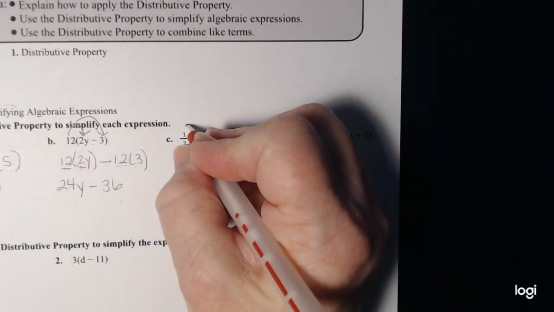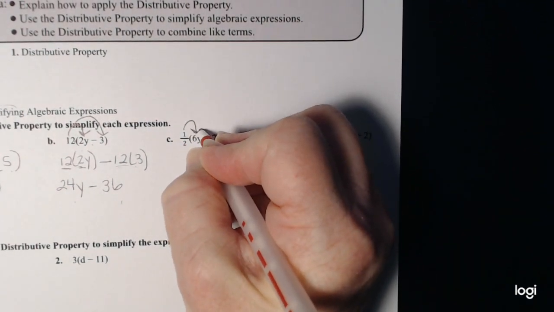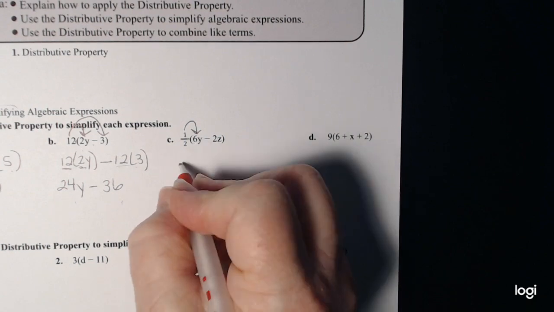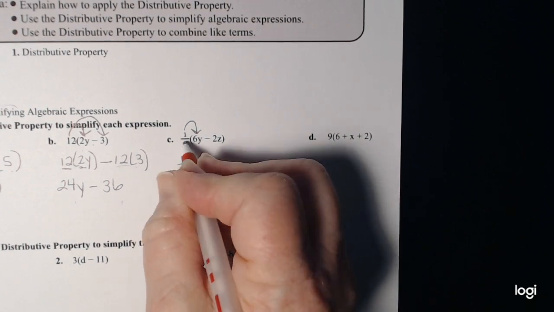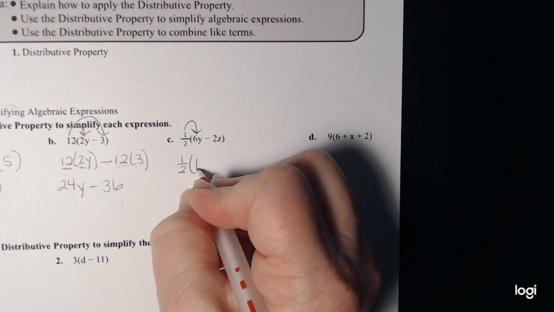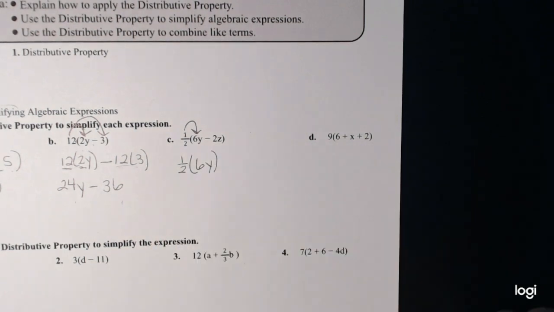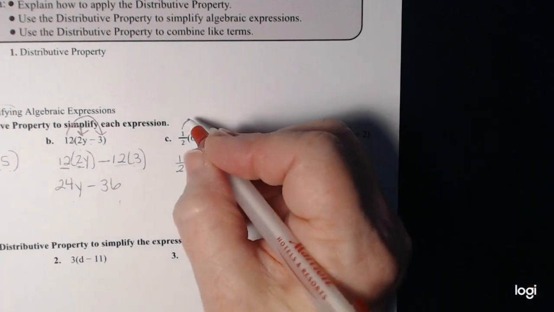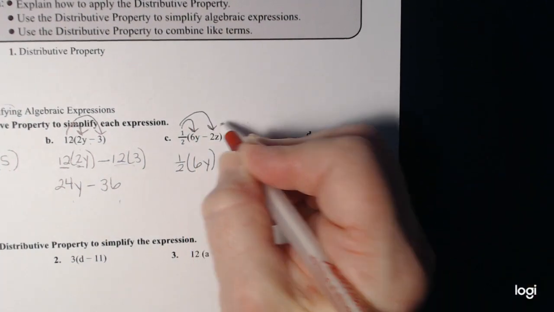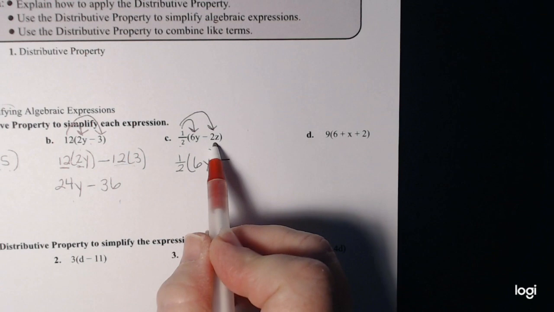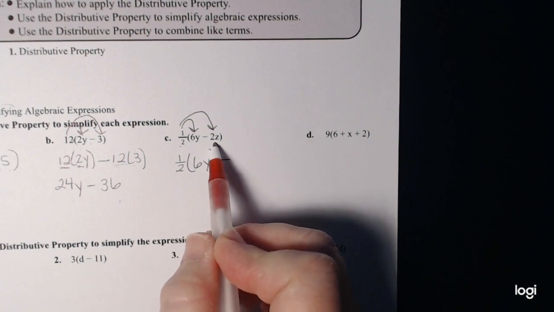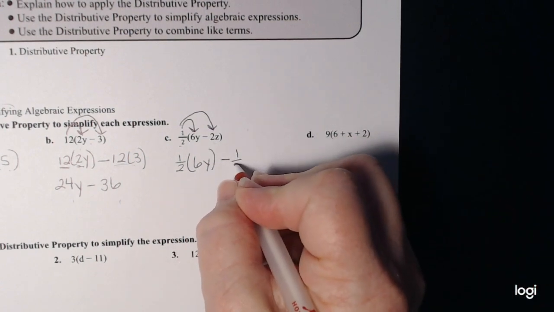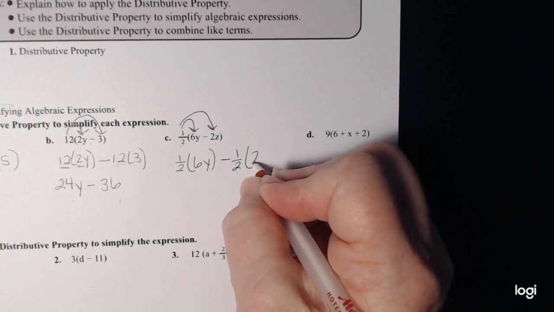Once again, we're going to distribute by making an arrow, and we're going to show what that arrow means. It means we're taking 1/2 and multiplying it times 6y. We're going to keep our sign. Then we're going to take 1/2, make our arrow, and take 1/2 times 2z.